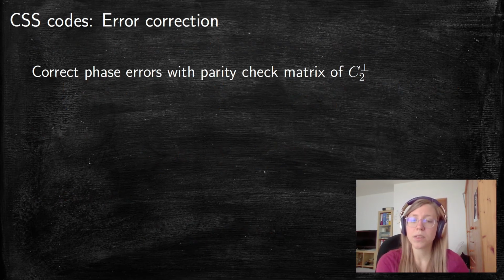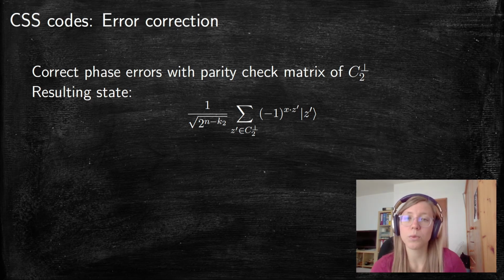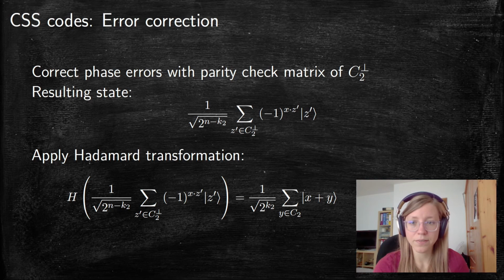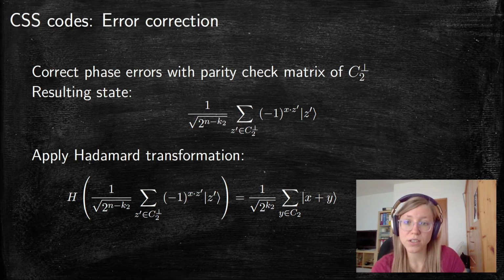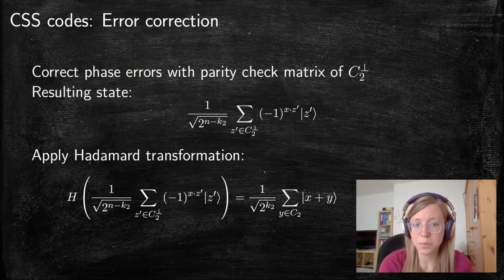Okay, now we need to correct the phase errors with the parity check matrix of the dual code of C2, because this is where the code words z prime are from. And we do that and get this expression. We use the same procedure as before. When we corrected the bit flip errors, we used an ancilla state, measured the error syndrome, and corrected it. And the only thing that is now left is applying a Hadamard transformation again, because the Hadamard transformation is its own inverse. So we get from the dual code of C2 back to the actual code.